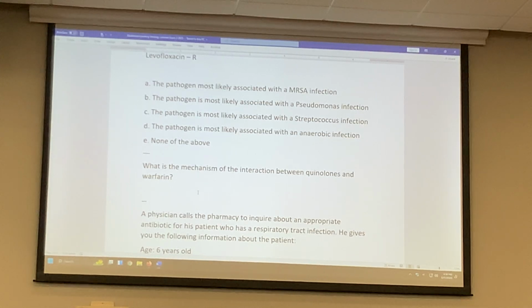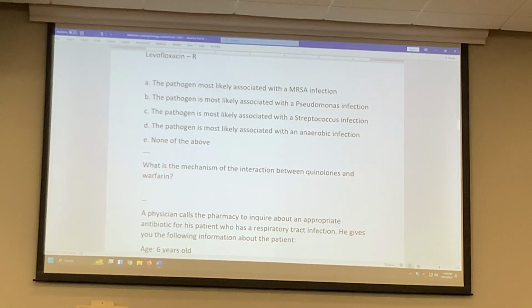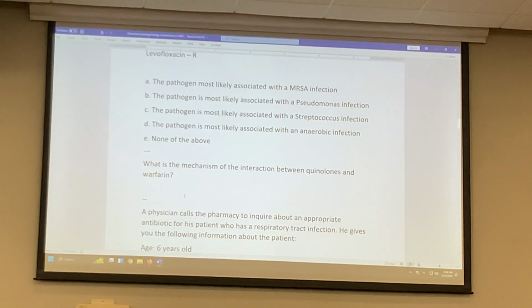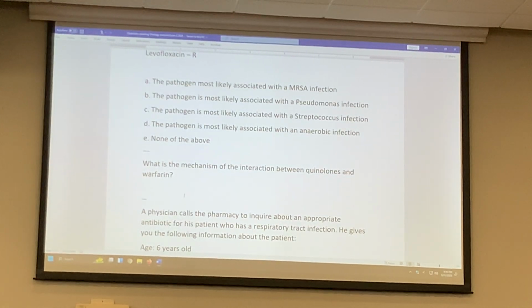What do you think is going to happen with the warfarin? Higher bleeding risk, right? And what would happen with the INR? Increase, right? Increase. Okay, good. Please remember that. It's really important because you see a lot of patients who are on warfarin who may get prescribed a quinolone, and as a pharmacist, you need to tell them that, right? You need to tell them, watch for any signs of bleeding or have your INR checked, because that can happen within a few days, and it's very detrimental if that happens.